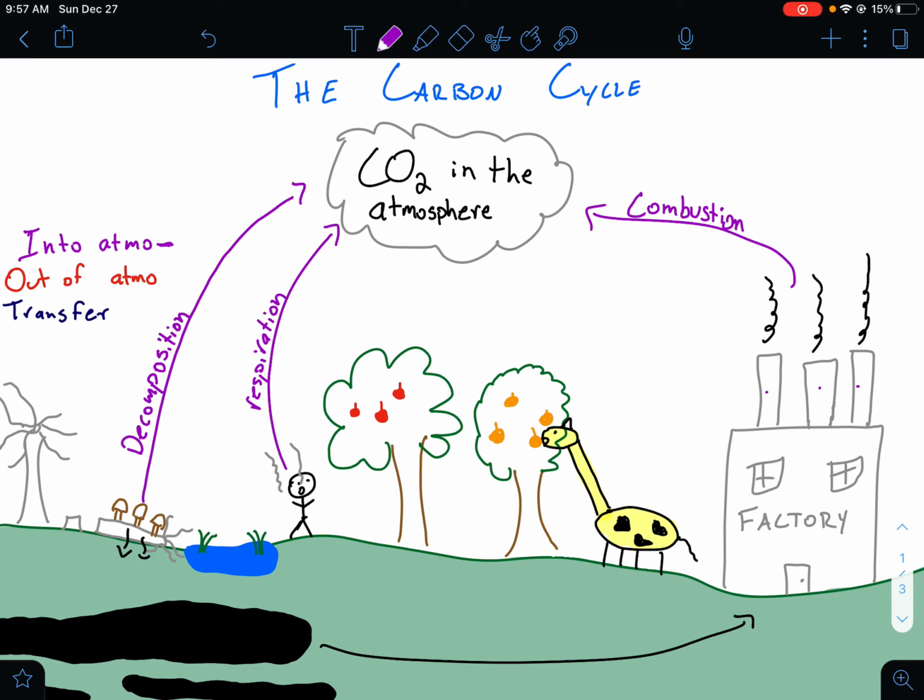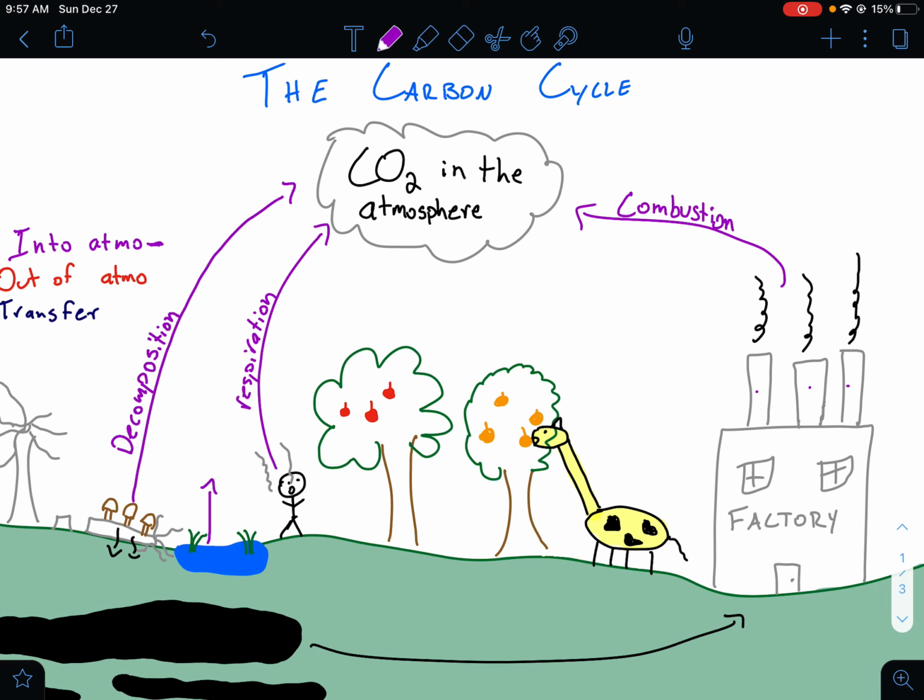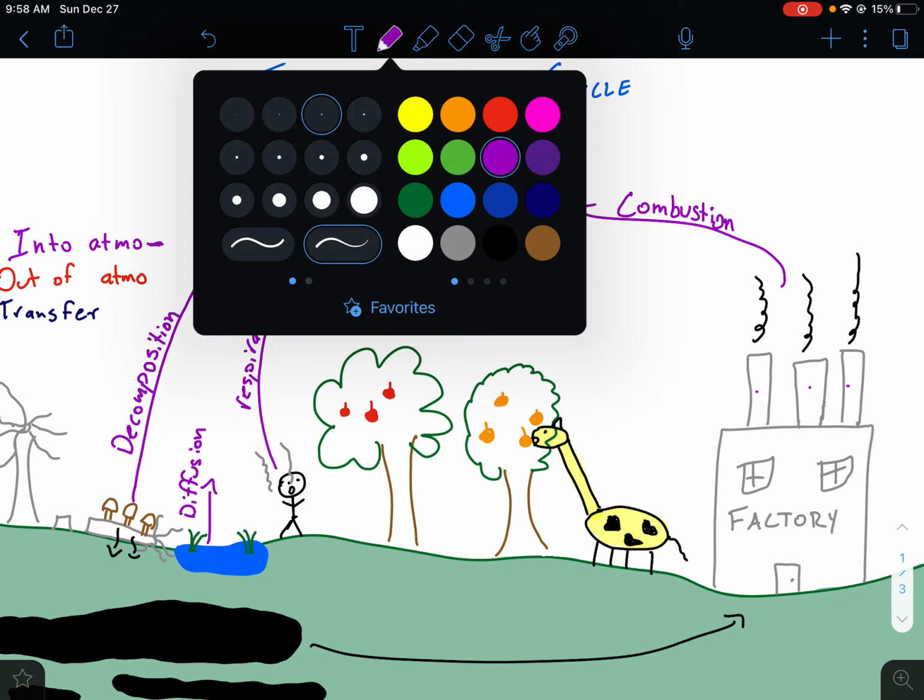And then there's one more on here that we are going to take a look at, and that is an arrow coming from the water into the air, into the atmosphere. If you remember, this is the process of diffusion. This would mean that we have more carbon dioxide in the water than the air. So some of it would diffuse into the air because it's moving from that high concentration of carbon dioxide molecules to that low concentration. That would be diffusion there.